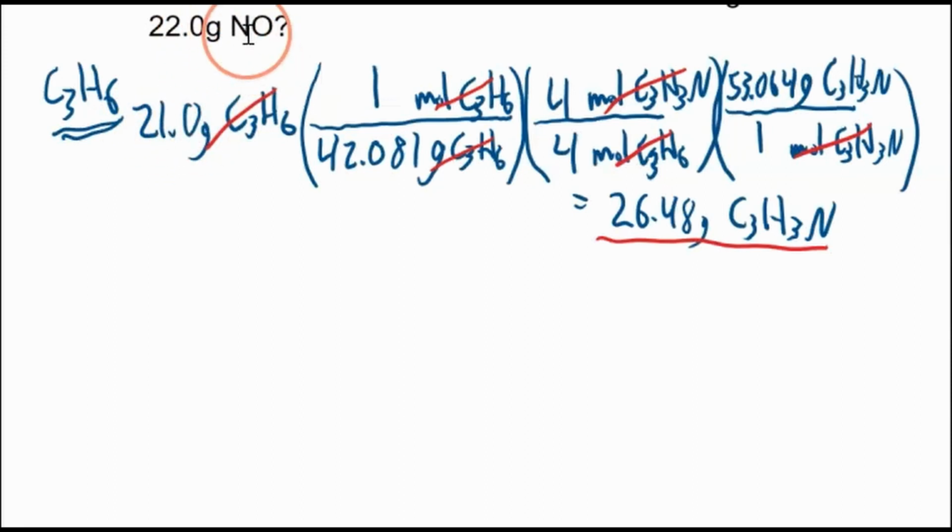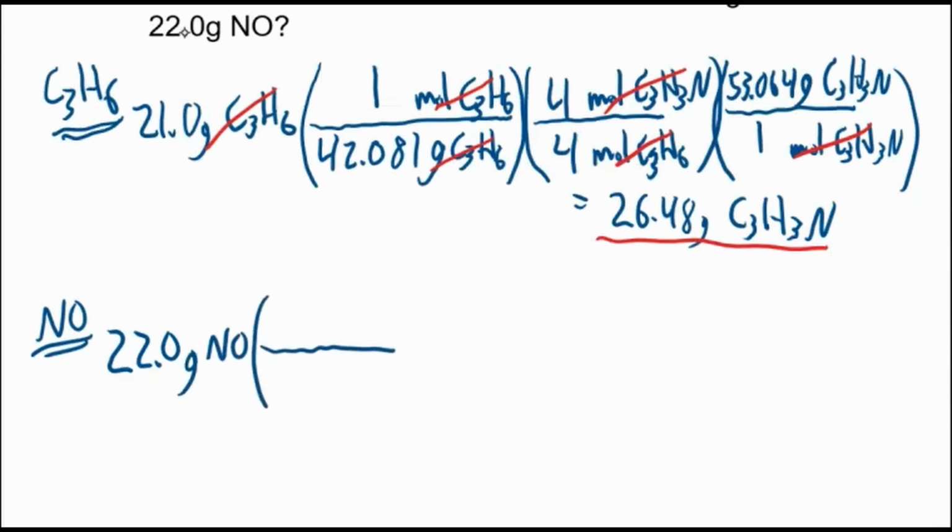Now let's look at the NO to see how many grams of the acrylonitrile we can make, assuming all of this NO reacted completely. So we'll do the same thing, stoichiometry. We'll start off with 22.0 grams of NO. And then step 1, we go to moles. We want grams of NO to cancel out. For every 1 mole of NO, we look at the periodic table. It's 30.0061 if we add up the molar masses of nitrogen and oxygen. So grams of NO cancel. Now we have moles of NO.